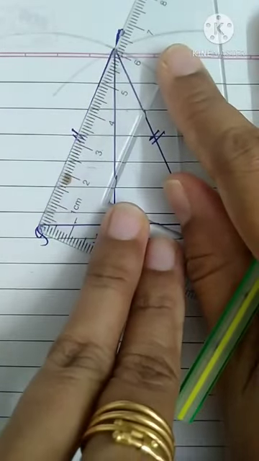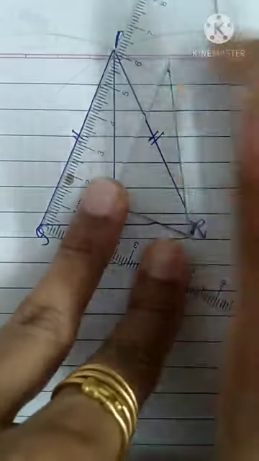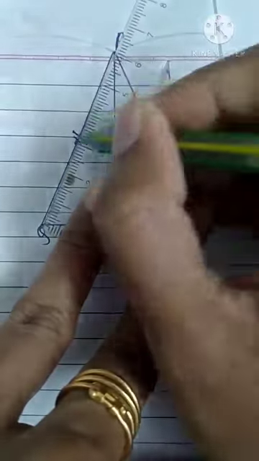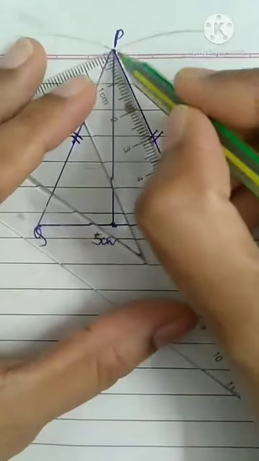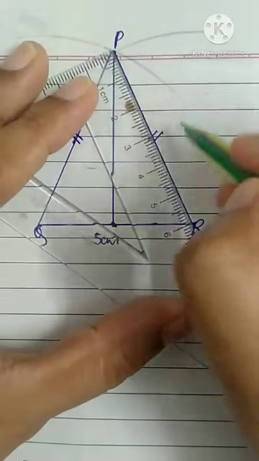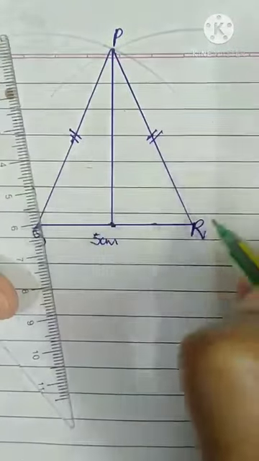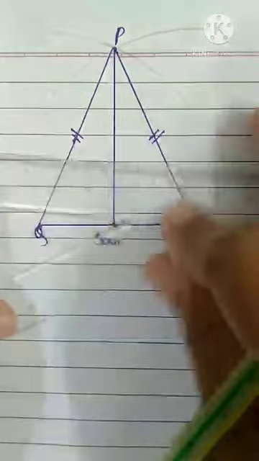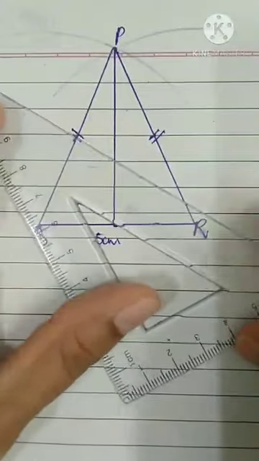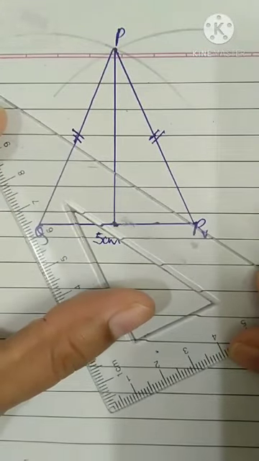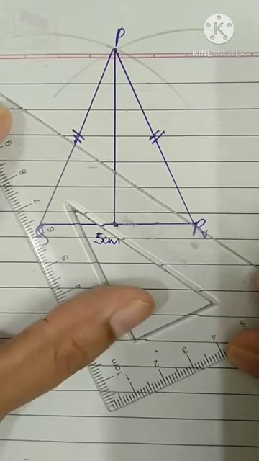The midpoint of 6 centimeters will be 3 centimeter. Mark the midpoint here. Similarly, I'll mark the midpoint for the other side. This is also 6 centimeter here. Now draw the median from the vertex to the midpoint of the opposite side. So the vertex is R. Carefully join. Very easy.